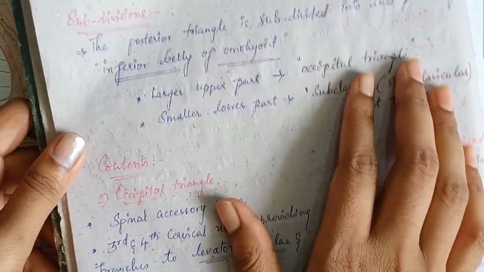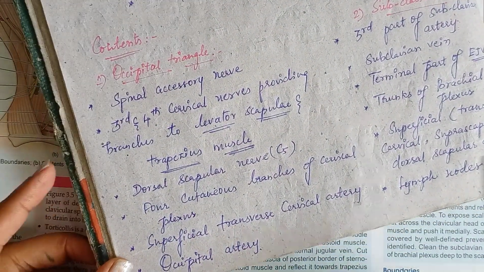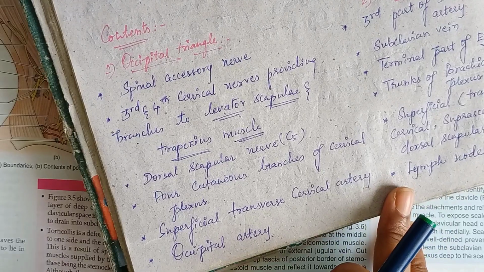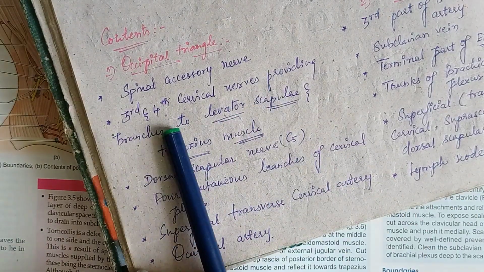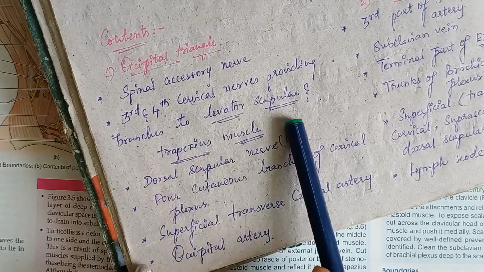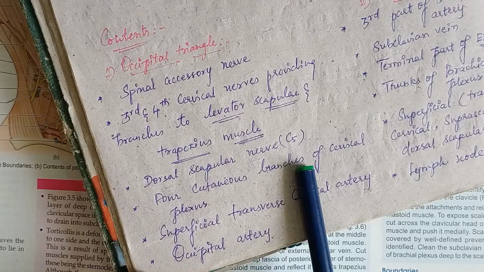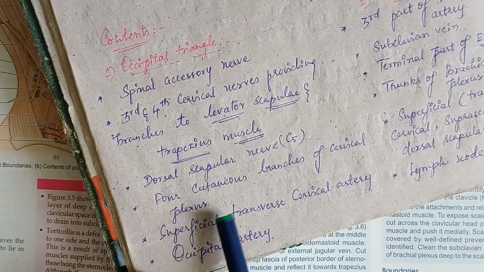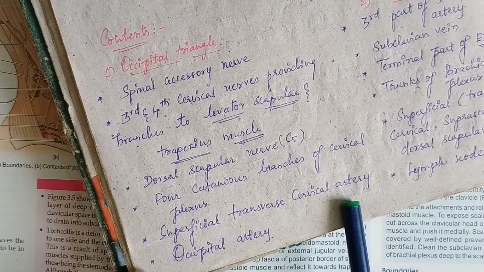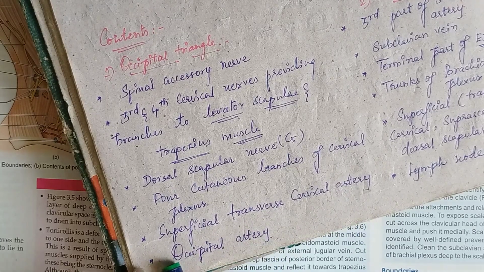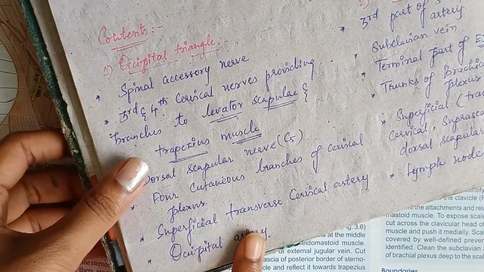So let us see it in a clear way. First, the contents of the occipital triangle. As we saw, the spinal accessory nerve, and the third and fourth cervical nerves providing branches to the levator scapulae and trapezius muscles, the dorsal scapular nerve, and the cutaneous branches of the cervical plexus are also present. The superficial transverse cervical artery and the occipital artery are also present. These are the most important structures in the occipital triangle.